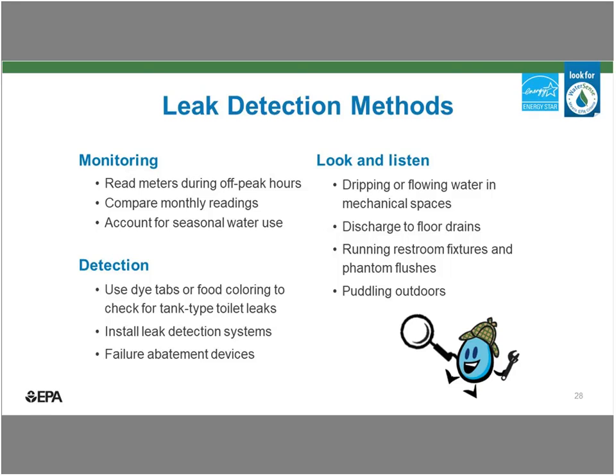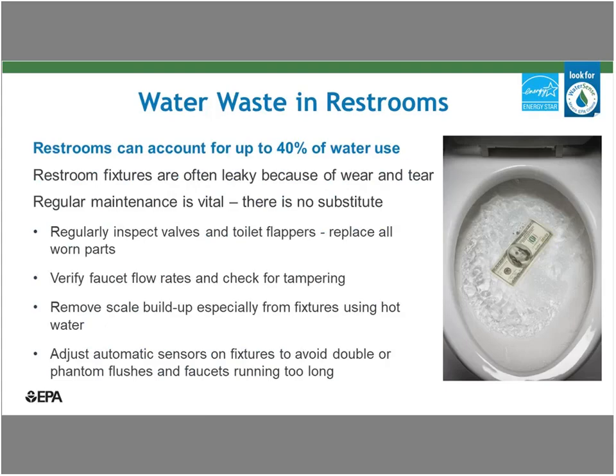It can be dripping or flowing water in a mechanical space, a discharge to a floor drain, as I mentioned, restroom fixtures that are running, like a running toilet or phantom flush. Lots of people have probably experienced those with the automatic flush toilets. And then also just looking for puddles outside. Seems kind of basic, but that can indicate that there's some water being wasted for sure.